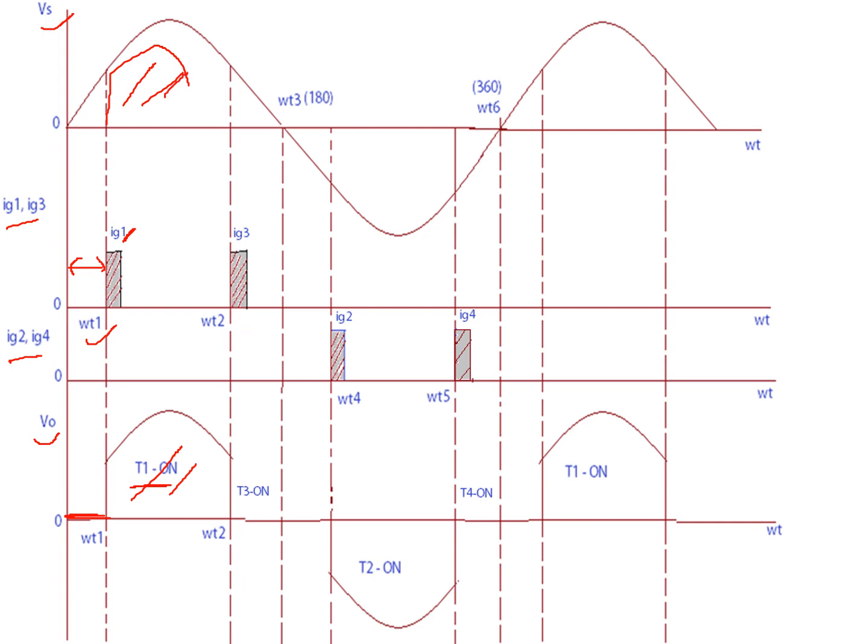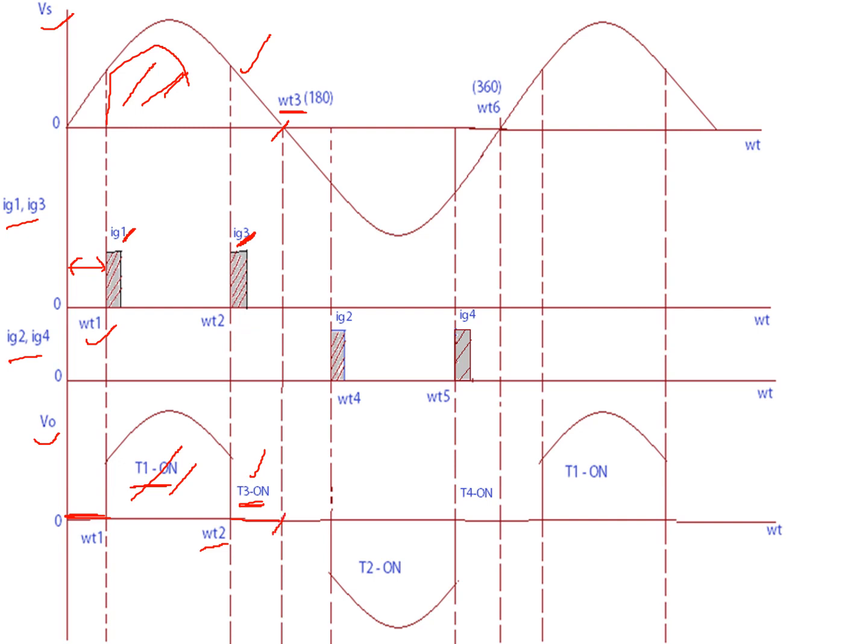Again at omega t is equal to omega t2, we apply the gating pulse to thyristor T3, which means thyristor T3 comes into forward conducting mode. Due to the conduction of thyristor T3, there is no path for current from source to load, which means the voltage across load becomes 0. This is the voltage across load due to the conduction of thyristor T3. At omega t is equal to omega t3, that is the ending of the positive half cycle, input becomes 0 and output also becomes 0.